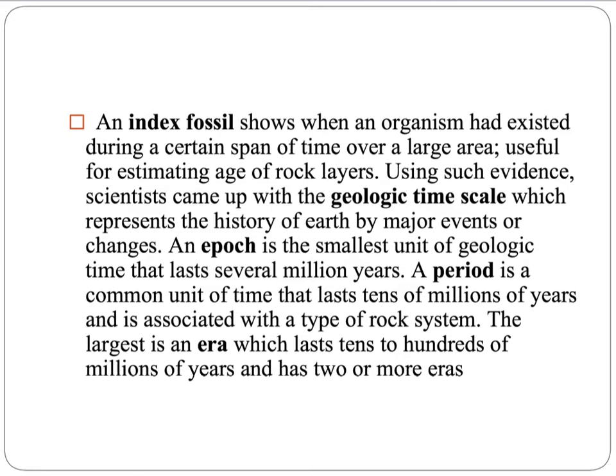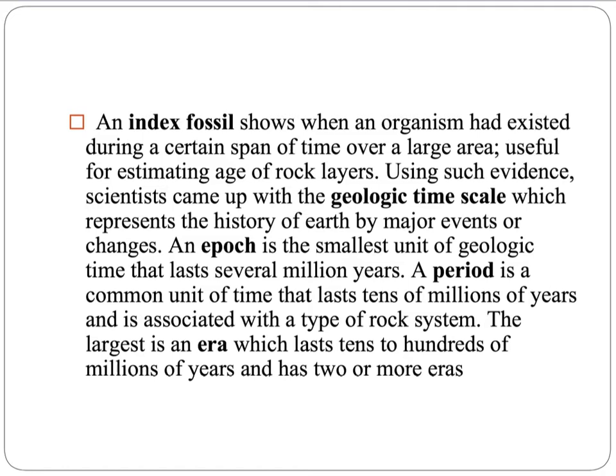Now, an index fossil shows when an organism existed because it uses the rock layers. It estimates the age of the different rock layers. So remember, like I was showing you the snail shell, they can figure out relatively how old something is, and they could use that piece of pottery like I showed you in the other slide. They can use that as an index fossil where they know how old that is so they can compare other things. Now, scientists use the geologic time scale.